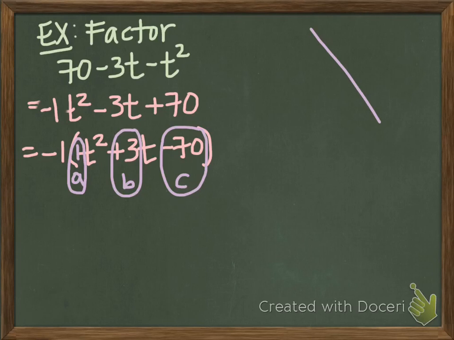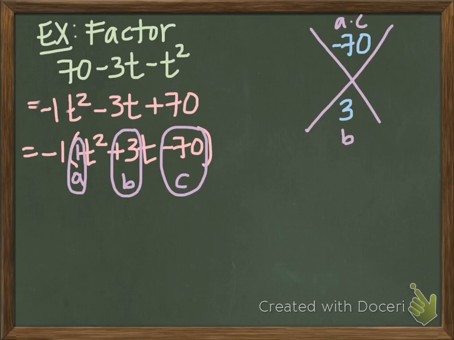Alright, step 3, go ahead and draw your X. A times C on the top, B on the bottom. Our A times C is positive 1 times negative 70, which is negative 70. Our B is positive 3.